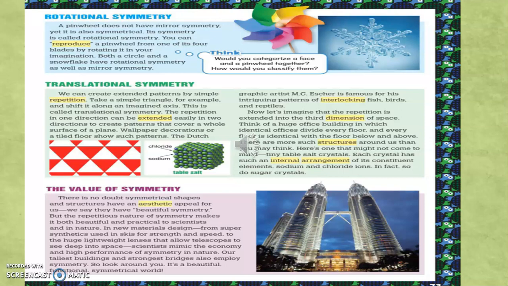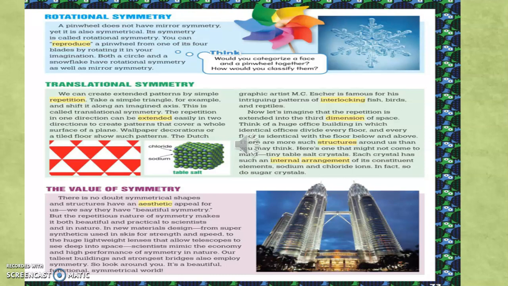Because if you place a mirror in between them, it will show you a reflectional symmetry as well. Is it clear? Now let's start our next type of symmetry. Translational symmetry. We can create extended patterns by simple repetition. Take a simple triangle, for example, and shift it along an imagined axis. This is called translational symmetry.